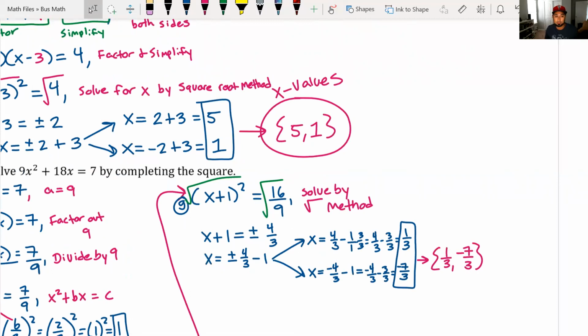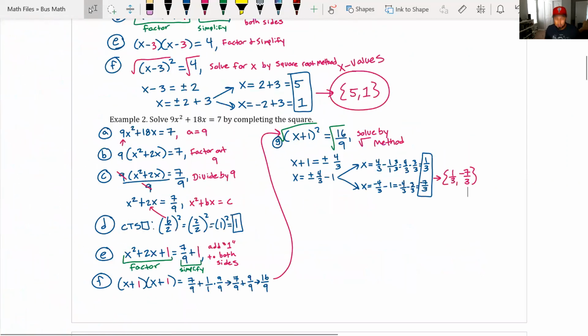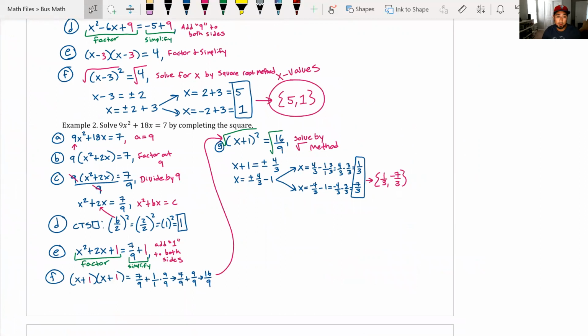All right. And that is how you complete the square on an equation. So equations we solve. On equations, we will solve for x, okay? All right. What's next? So that was on an equation.